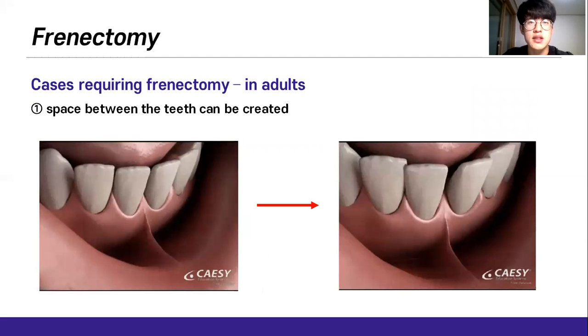Frenectomy is a necessary treatment for adults as well as children. So now, let's find out some cases in adults. There are 3 cases in adults which require frenectomy. First, if the labial frenum is attached close to the teeth, space between the teeth can be created. In this case, not only frenectomy, but also orthodontic treatments should be performed.